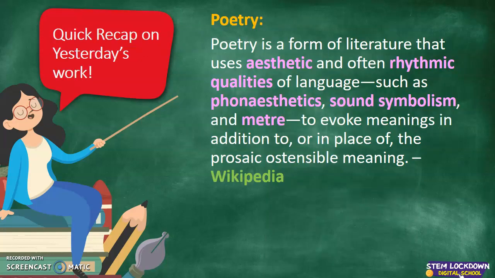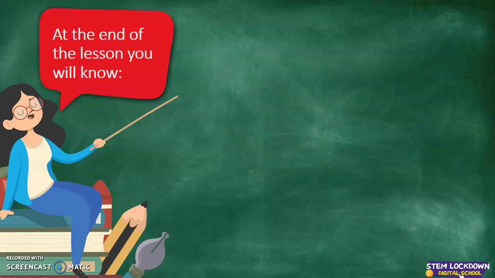Let's quickly recap on yesterday's work. Yesterday we did poetry, and we said that poetry is a form of literature that uses aesthetics and often rhythmic qualities of language such as phonostatic, sound symbolism, and meter to evoke meanings in addition to or in the place of prosaic ostensible meaning. At the end of today's lesson, you will know what a flyer is.